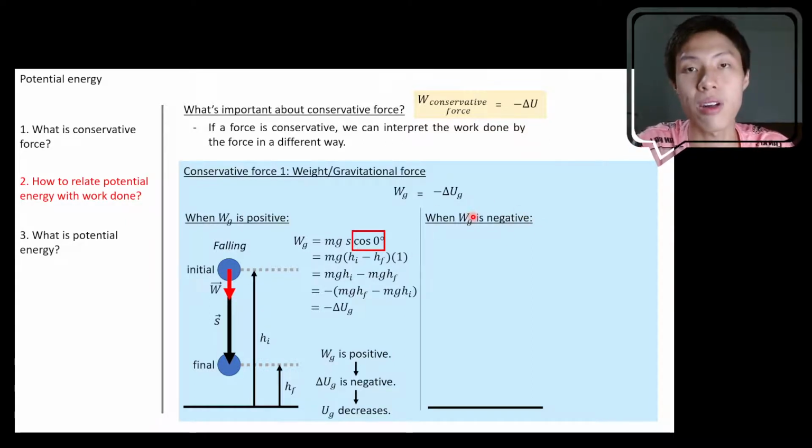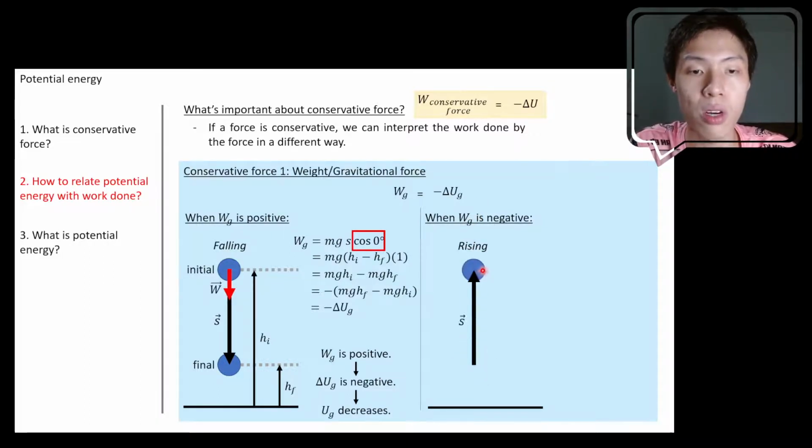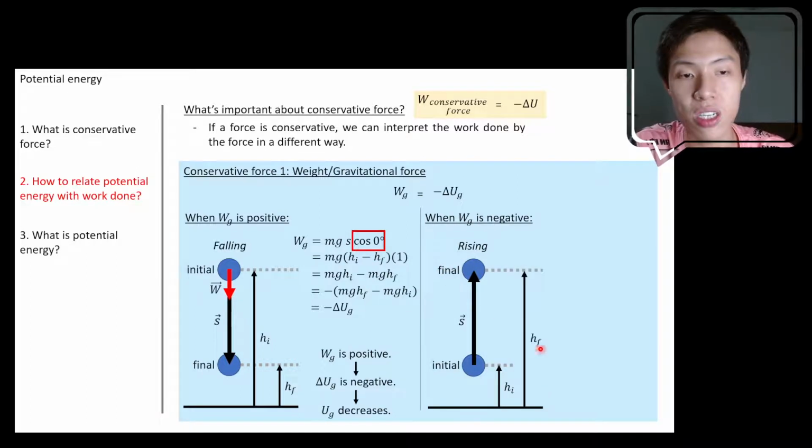Work done by gravity is negative is similar to the previous video on gravitation, where we proved gravitational force is a conservative force. We have a situation where our object is rising from a lower ground to a higher ground. So this time the displacement is an upward displacement, and our initial position is at the lower altitude, so you have a smaller h initial. Our final position is somewhere at a higher altitude, so h final will be larger than h initial.